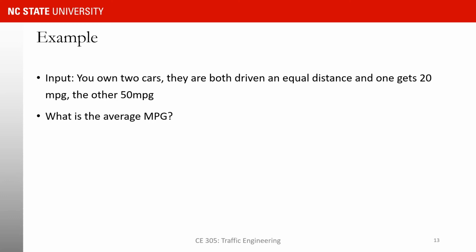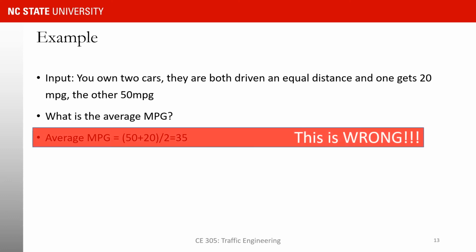Okay, now that you went through this question, let's see how we can find the average mpg. So the mpg of the first car is 20, second car 50. I add those and divide by 2, I get 35. No, that's not correct. Because here you need to think about the definition of mpg.